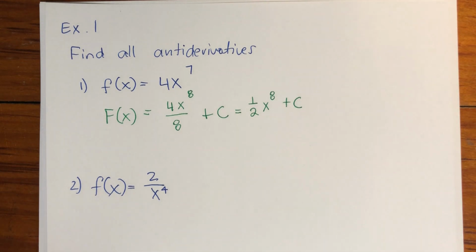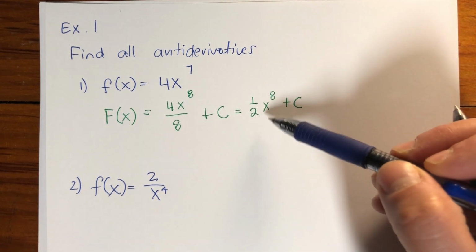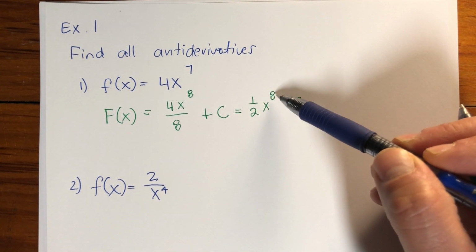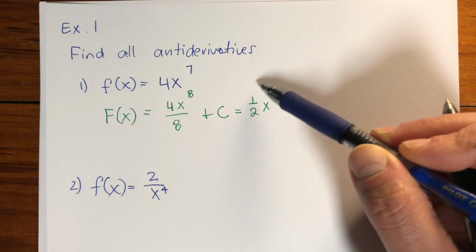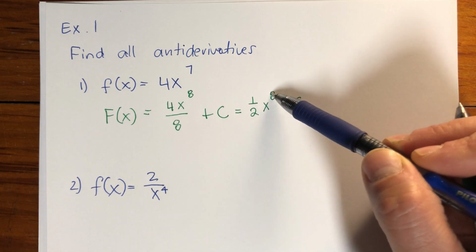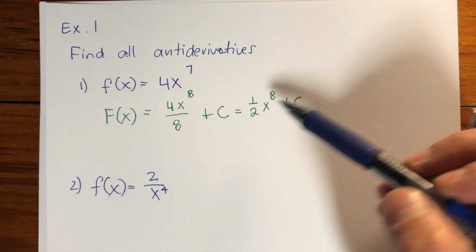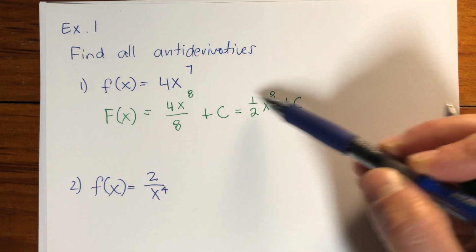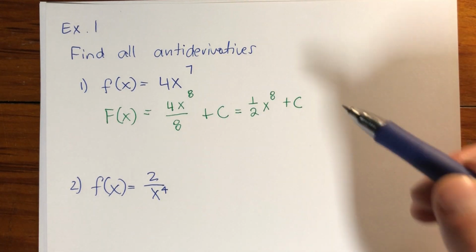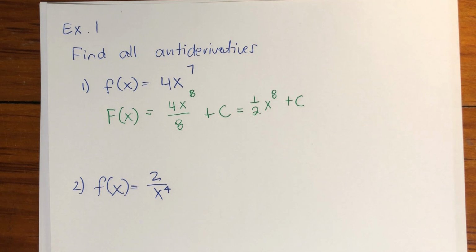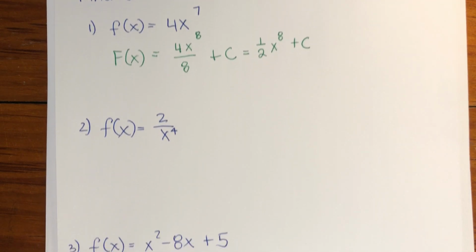And I very strongly want to encourage you, whenever you're working on those, please make sure you check. So now, if this is your antiderivative and you wanted to go backwards, you would move the 8 in front. So 8 times a half would give you 4, and you would lower the exponent from 8 to 7. Well, we did this right. All right, let's look at example number 2.